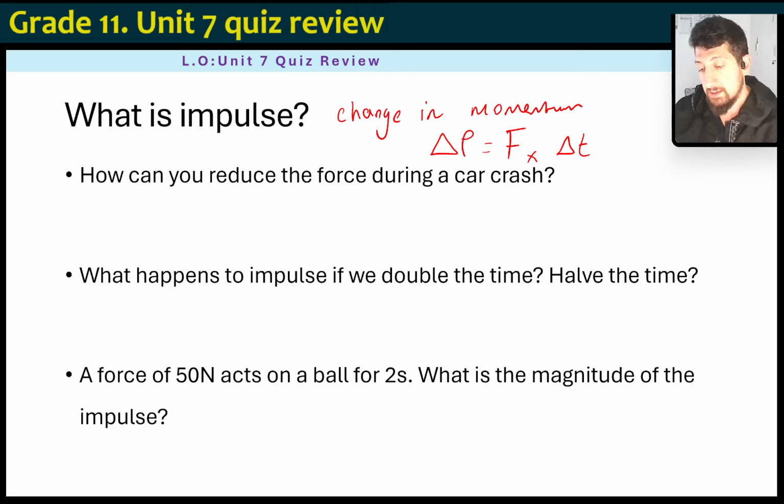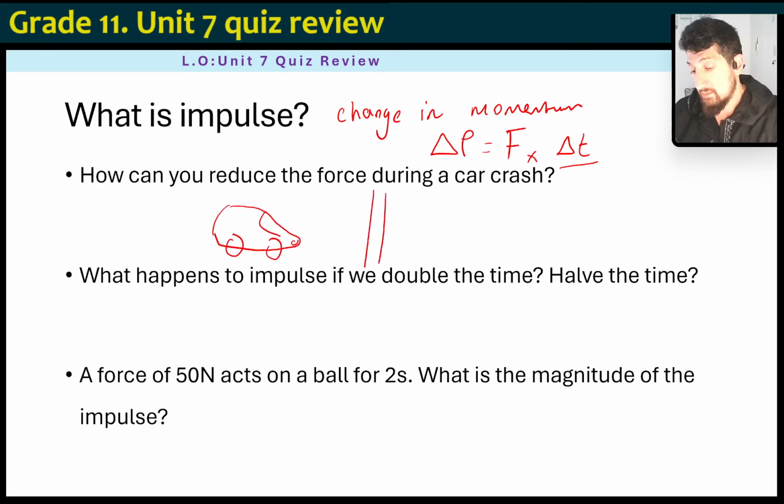As you can see here from the formula, if we have a force acting on a car, let's say for example a car is moving and it has a mass and it crashes into a wall. Here's a wall, and it crashes into a wall.